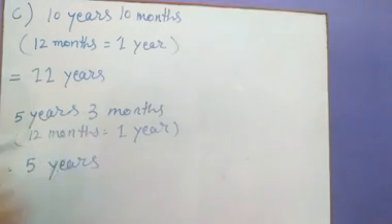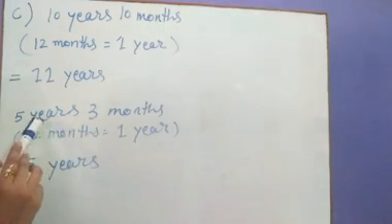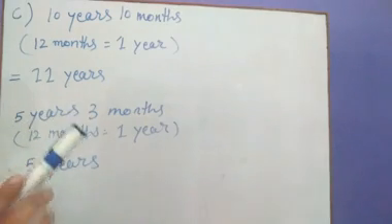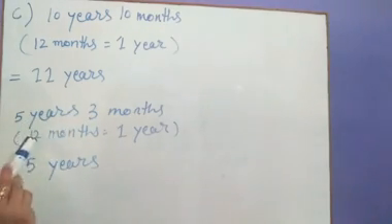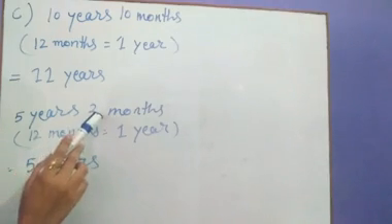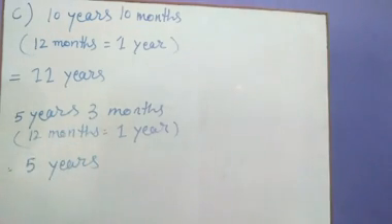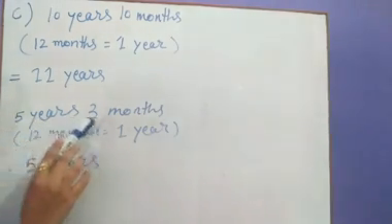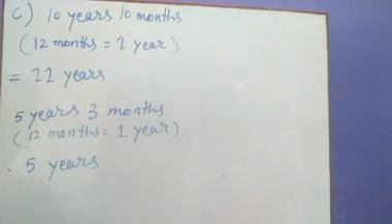Next, 5 years, 3 months. And it lies between 5 years and 6 years. And here 9 months are left for 1 year. So 5 years, 3 months will be rounded down to 5 years. Understood?